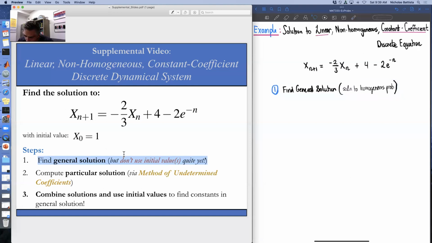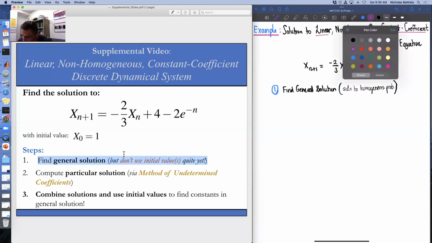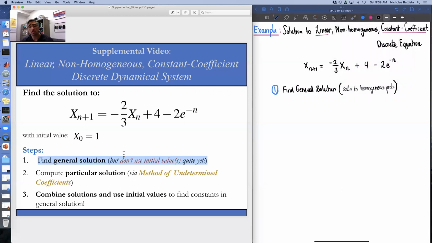So when we look for the general solution or complementary solution, basically what we're looking for is the solution to the homogeneous problem. So we're looking to solve the following equation: xn plus 1 equals minus 2 over 3 times xn. And now when we look at this, it is, of course, linear, homogeneous, and constant coefficient. We can try a particular solution guess or solution ansatz here, where we assume that xn equals some constant value lambda raised to the nth power.